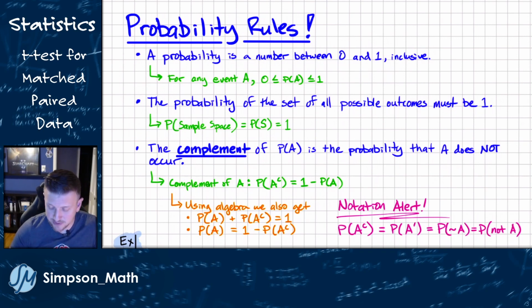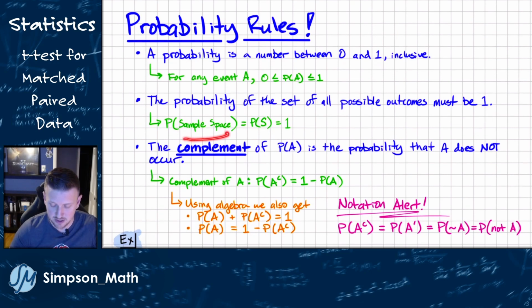Okay, so just to recap a little bit of review, these two things we should already know: that a probability is a number between 0 and 1 inclusive, and that the sum of all possible outcomes must be 1. We refer to all the possible outcomes as our sample space. So the probability of getting anything out of that sample space is 1. So the probability of your sample space is 1.